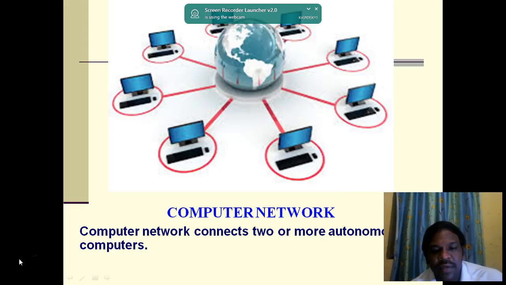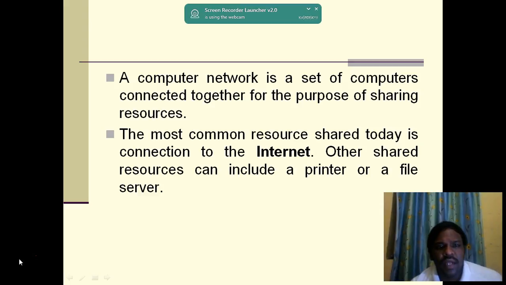So we can say that a computer network connects two or more autonomous computers. What we mean by autonomous is that individually it can process, and individually it can call other systems to share files and other things. So a computer network is an interconnection of autonomous computers. This is the main definition, it may be from the textbook. A computer network is a set of computers connected together for the purpose of sharing resources. And nowadays the most common resource shared is the internet.